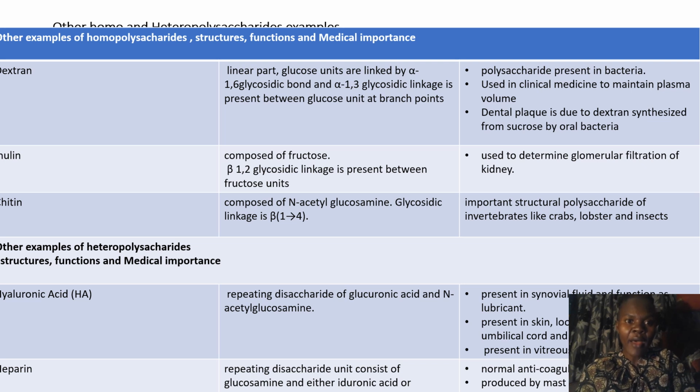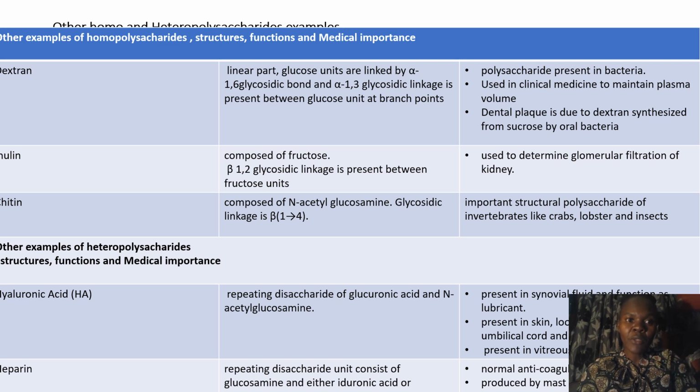We have other homo and heteropolysaccharides. The first example is dextran, which is also a homopolysaccharide, and then inulin and chitin, which are also examples of homopolysaccharides. In dextran we have both 1,6 and 1,3 linkages. The 1,6 forms the linear part and the 1,3 forms the branching part. What you have to note is that it is a homopolysaccharide because on hydrolysis it gives only glucose units.